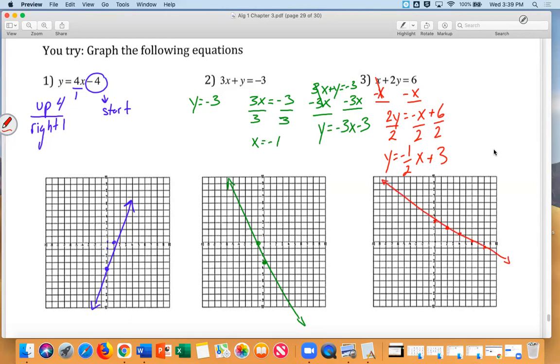Now, if I were to do this using the cover-up method, I would cover up the y, and I'd have x equals 6. And then I would cover up the x, and I would have 2y equals 6. Divide by 2, and I get y equals 3. Now we can come here, and we can see there's my point at 3, and there's my point at 6. So you can see we have the same answer despite the way we do it.